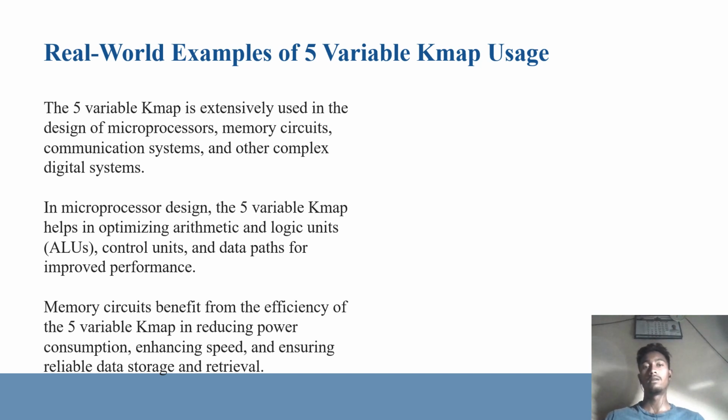There are some real-world examples of 5-variable K-map usage. The 5-variable K-map is extensively used in the design of microprocessors, memory circuits, communication systems, and other complex digital systems. In microprocessor design, the 5-variable K-map helps in optimizing arithmetic and logic units, which is the ALU, the control unit, CU, and data paths for improved performance. Memory circuits benefit from the efficiency of the 5-variable K-map in reducing power consumption, enhancing speed, and ensuring reliable data storage and retrieval.